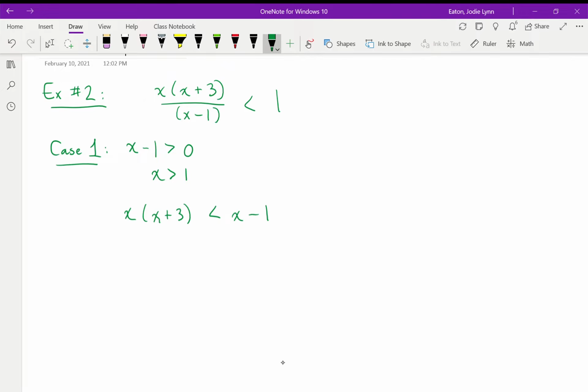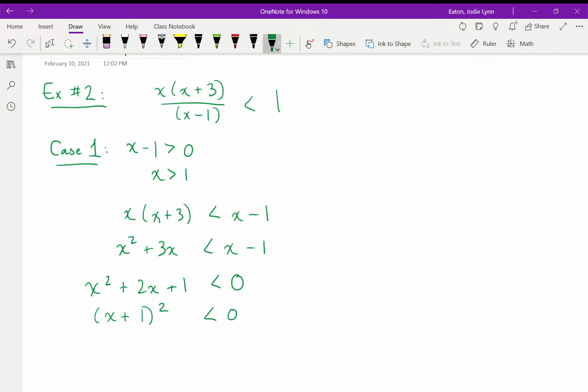Now we have a quadratic inequality that we have to solve. So we have x squared plus 3x is greater than x minus 1. We can rearrange everything, so we get x squared plus 2x plus 1 is less than 0. With a quadratic, we want to get everything on one side. Now let's find the roots, because that tells us where it changes from being positive to negative. So here we get x plus 1 squared is less than 0.